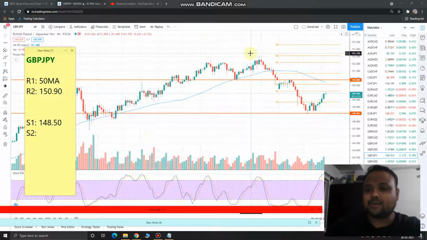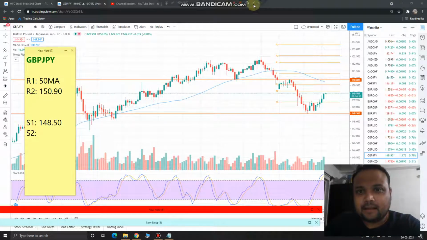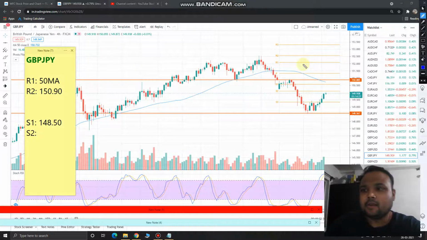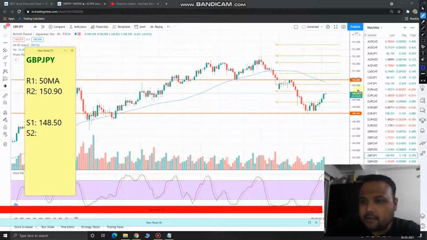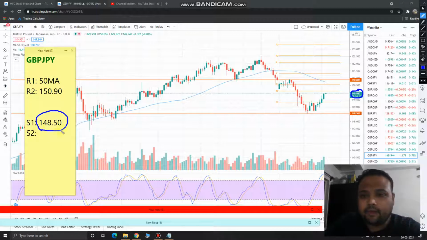So let's get started. Let me take out the pencil. We can see that right now the market is trading at 149.93. This is the current market price. And after this fall, we can see that the market took support at the 148.5 level, and from there it bounced.